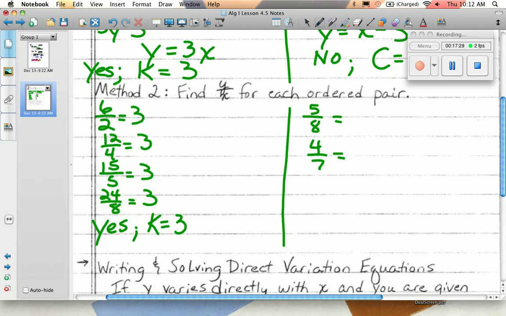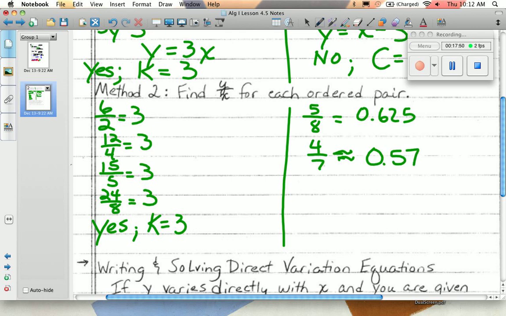No one knows that one by heart? 0.625. Yes, 0.625. What is 4 divided by 7? 0.9714. Okay, so we're going to say approximately. We have to round that one, don't we? So let's say approximately 57 hundredths.